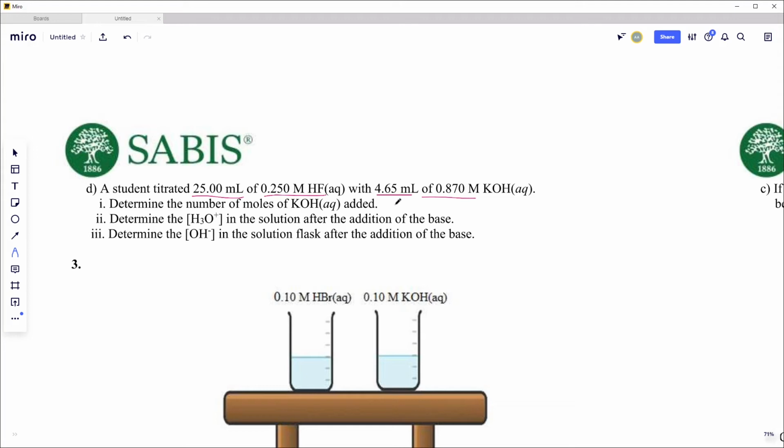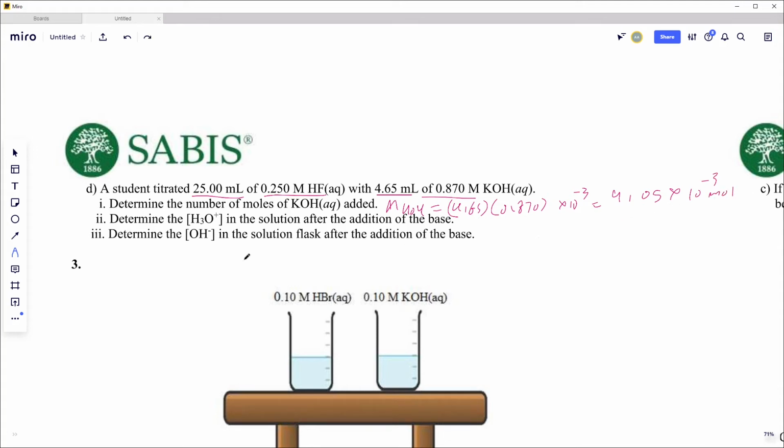So the number of moles of KOH is the multiplication of the two, the concentration times the volume, so 4.65 times 0.87. Don't forget this is in milliliters, so I always multiply by 10 to the power of minus 3 to convert. So 4.65 times 10 to the power of minus 3 times 0.87. You're going to get around 4.045, so 4.05 times 10 to the power of minus 3 moles.